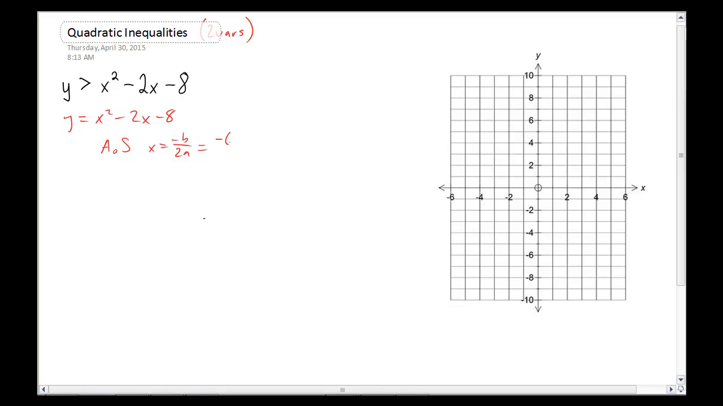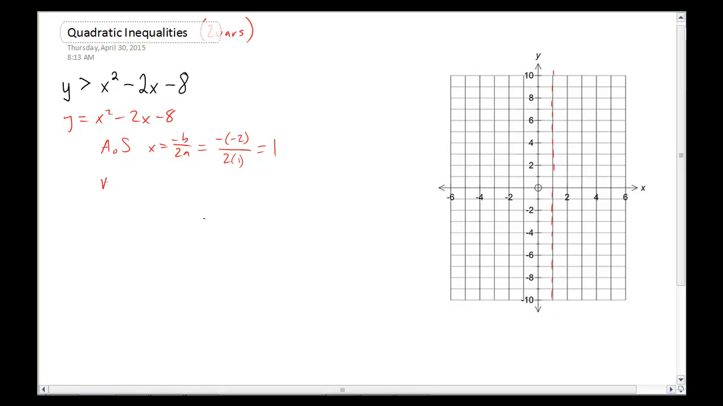So then I've got negative b, which is negative 2, over 2 times a, which is the number in front of the x squared, which is 1. Negative negative 2 is 2, over 2, which is 1. So my axis of symmetry is at x equals 1. I'll go ahead and draw that in. That's not part of the graph, so it's just showing me that that's where the center is.